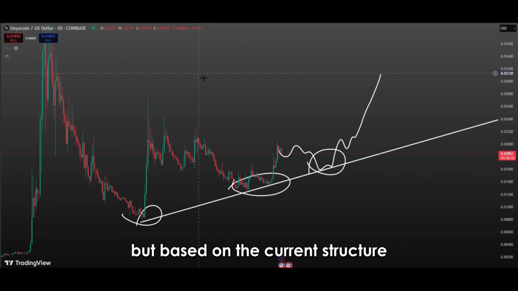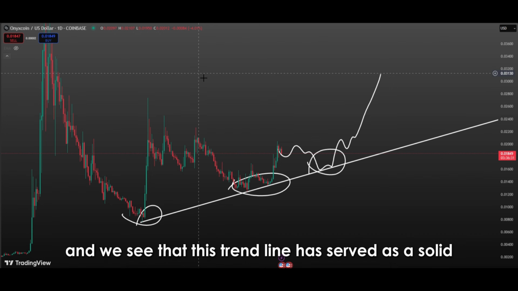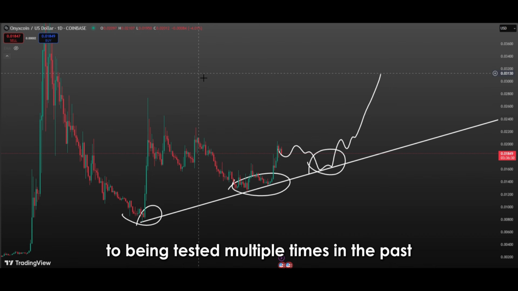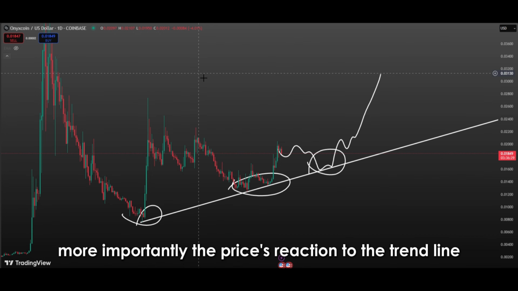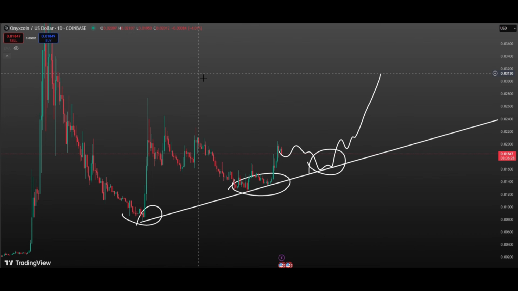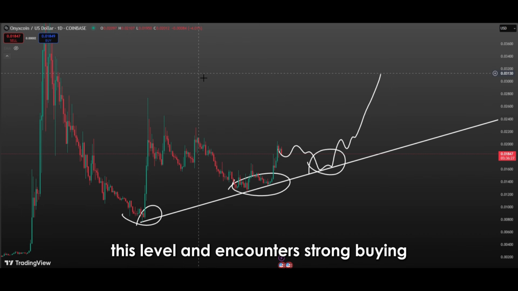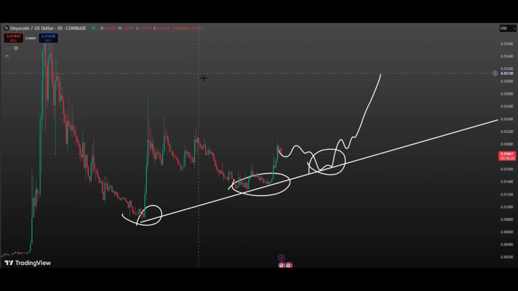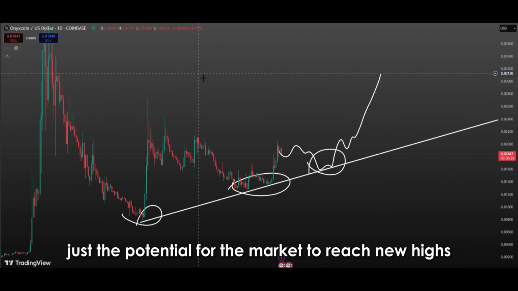seriously. But based on the current structure, the trend appears strong, and we see that this trendline has served as a solid support area after being tested multiple times in the past. More importantly, the price's reaction to the trendline can offer major clues about future price behavior. If the price reaches this level and encounters strong buying, it not only supports the continuation of the current trend, but also suggests the potential for the market to reach new highs again.